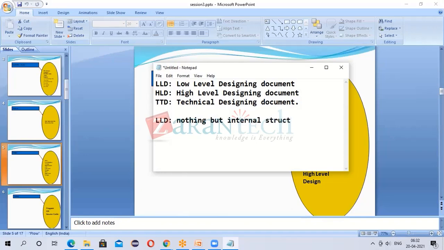Document, design. HLD, high level design document. TDD, technical.